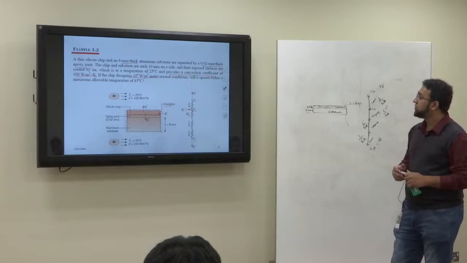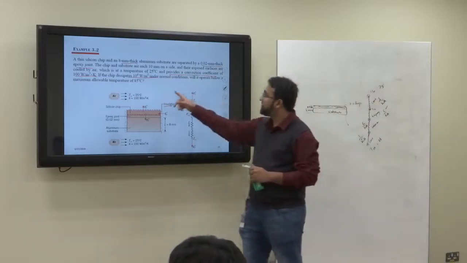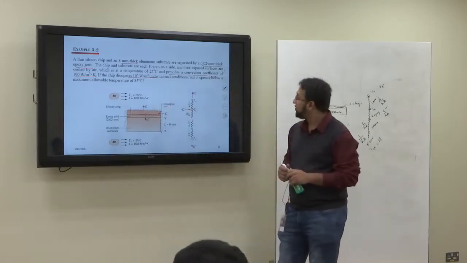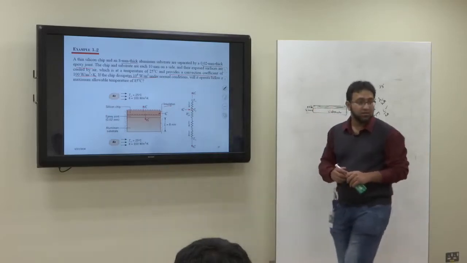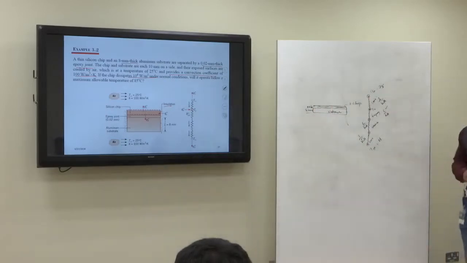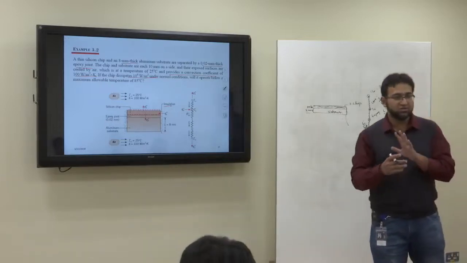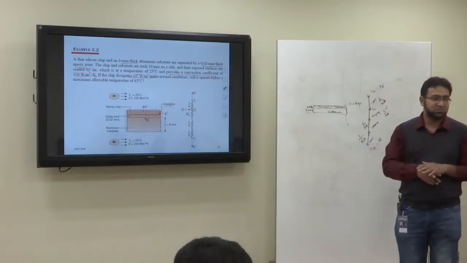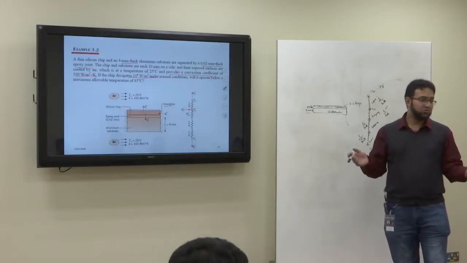Now the question is, if the chip dissipates this much amount of energy under normal condition, will it operate below a maximum allowable temperature of 85 degrees? The allowable temperature for the chip is 85 degrees centigrade. If the temperature becomes higher than 85 degrees centigrade, the chip will be damaged. You don't want the chip to be damaged, but we don't know whether its temperature will reach 85 or not.